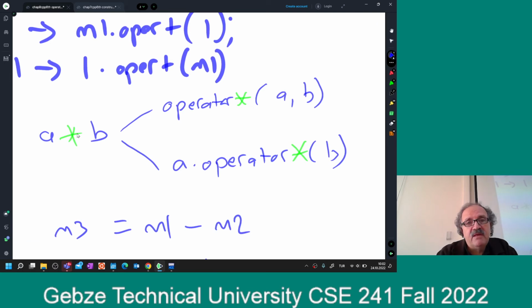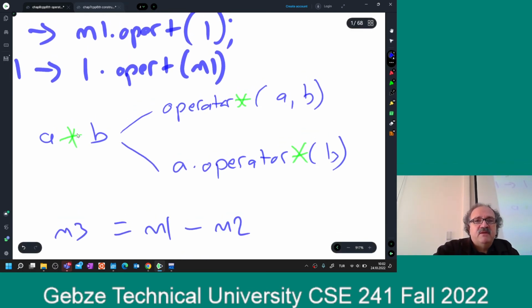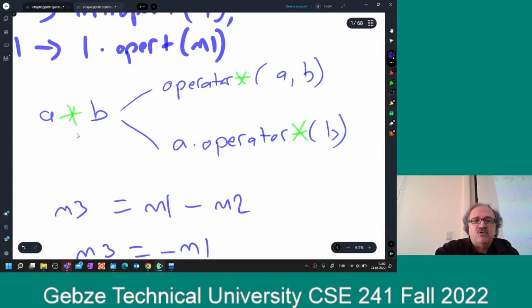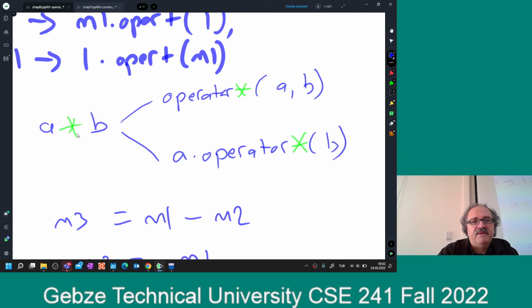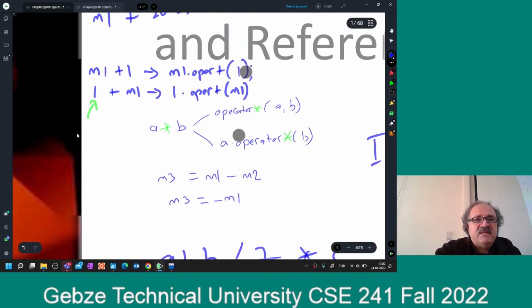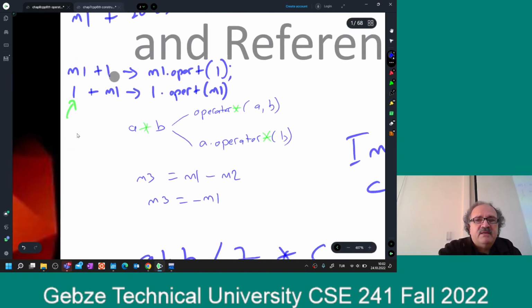Okay? Is there any reason? So just listen to me, okay? Either this one or that one. In this case, it's going to make a new object from this one only, okay? This one only. So with this case, m1 plus 1, okay, it will work with the conversion constructor. I don't have to overload with the integers.